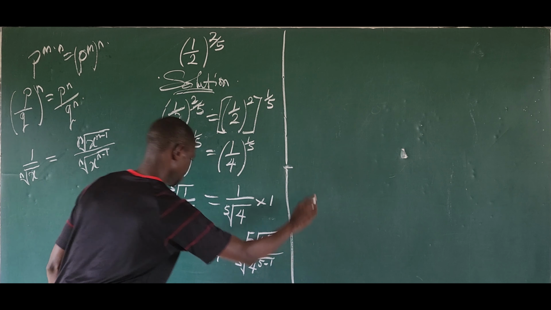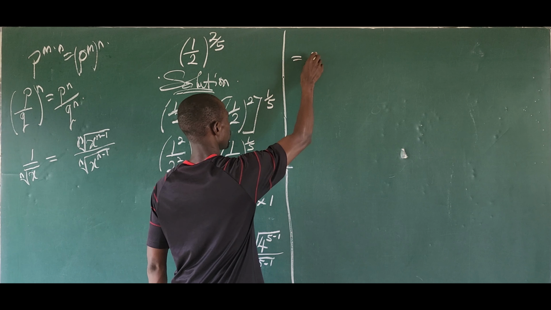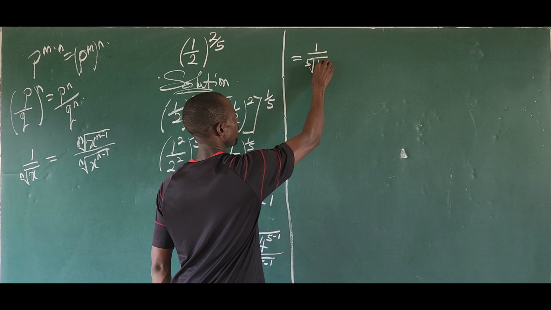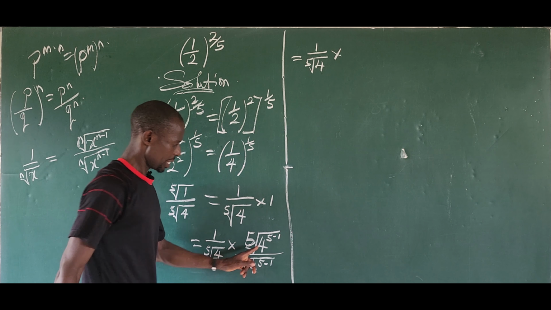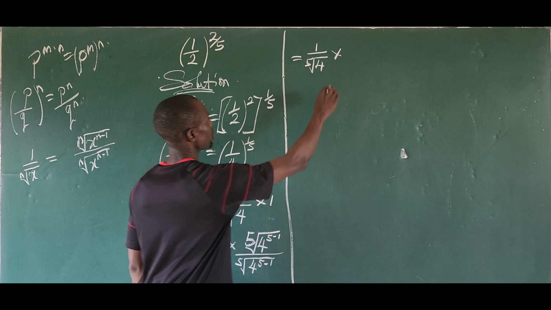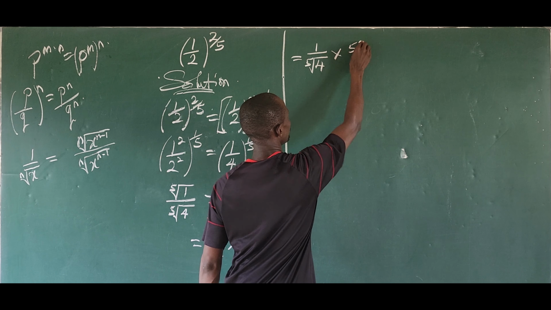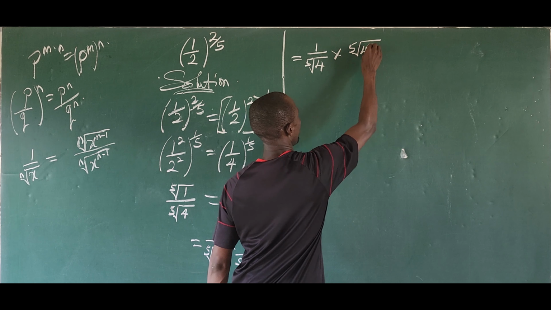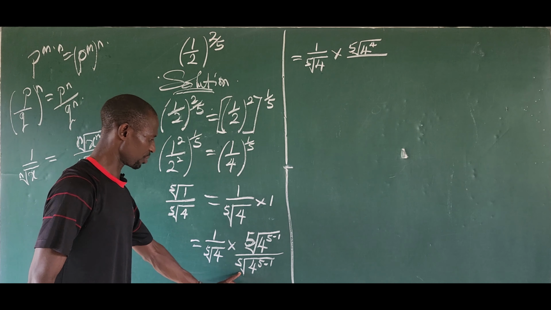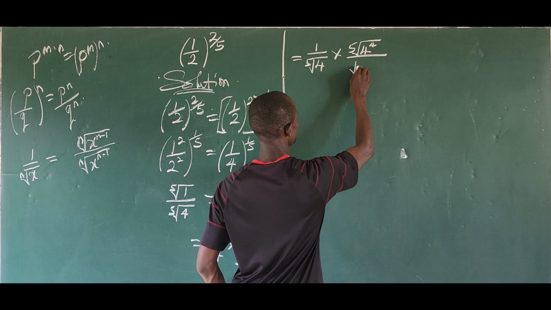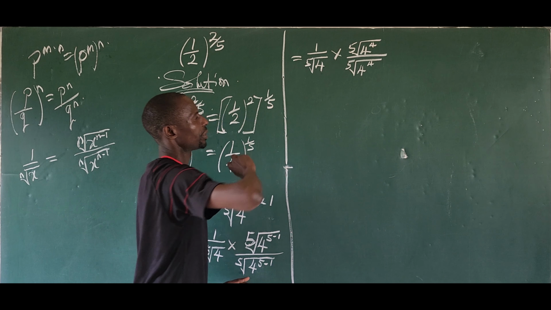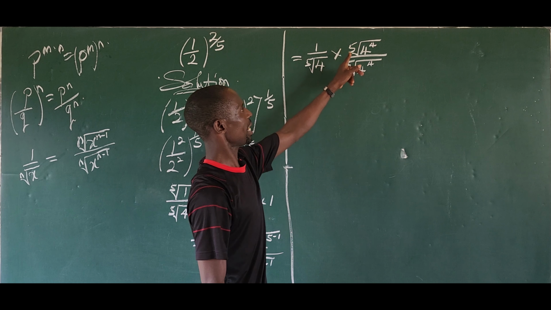Okay, so let's continue here. This is going to give us 1 all over the fifth root of 4 times 4 raised to 5 minus 1. So 5 minus 1 will give us 4. So this is going to give us the fifth root of 4 raised to the power 4 all over this other side. We're going to have the same thing too, which is the fifth root of 4 raised to the power 4. So we can multiply this together.